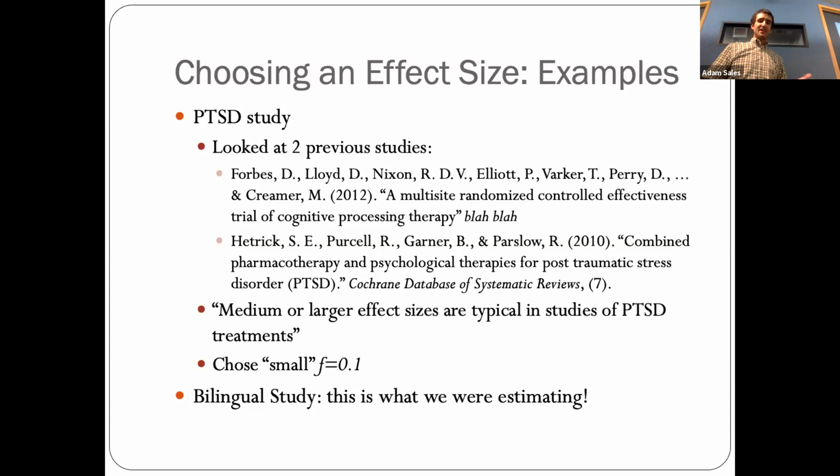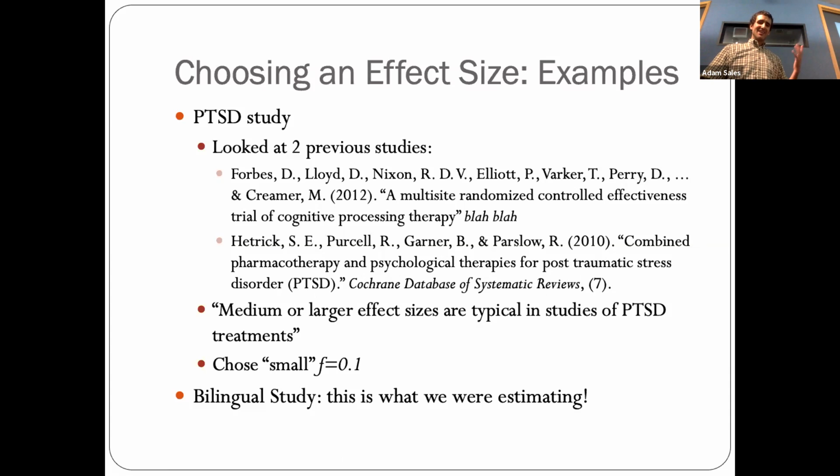I found a couple of different studies. The Cochrane database of systematic reviews is very highly respected in medicine. They look at research studies and evaluate them for their quality and then put the results all together in one paper. So that can be a useful place to look for this sort of thing.